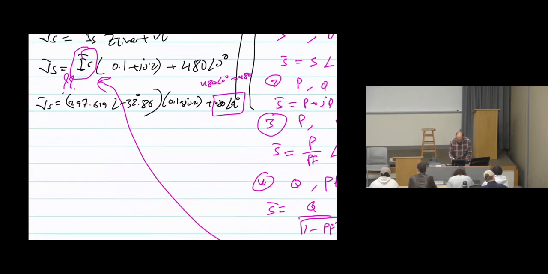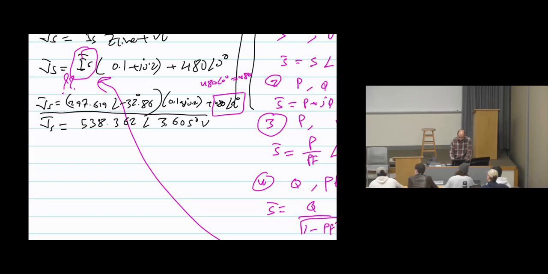Then after substituting this in the calculator, again, it shouldn't take more than 30 seconds. It will be 538.362 angle 3.605 degrees volts. This is the voltage source. And remember, our target is not only to calculate the voltage, it's to calculate the power factor of the source.